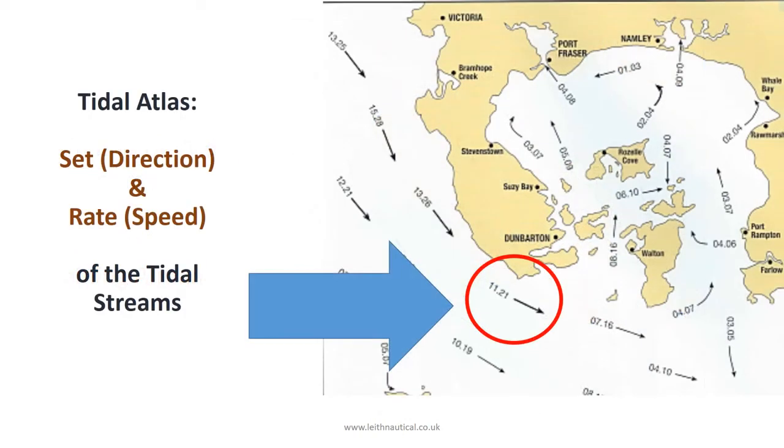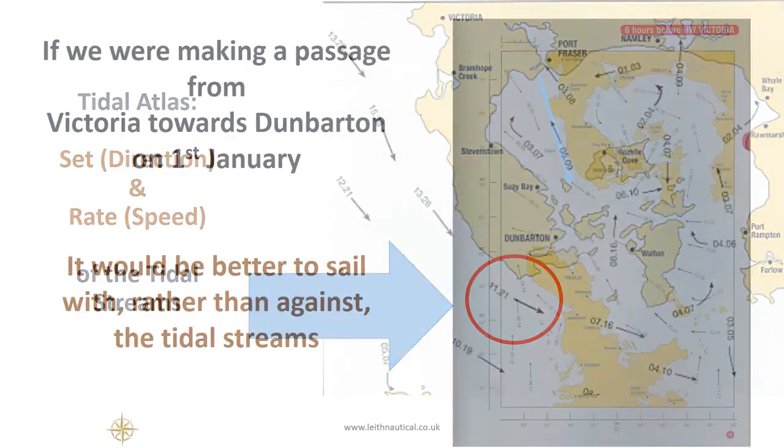The tidal atlas gives us a visual overview of the set and rate of the tidal streams in the area in which we are sailing. The arrow gives us the set or direction of the tidal stream, and the numbers give us the rate of the tidal streams. In the example here, the neap rate is 1.1 knots and the spring rate is 2.1.